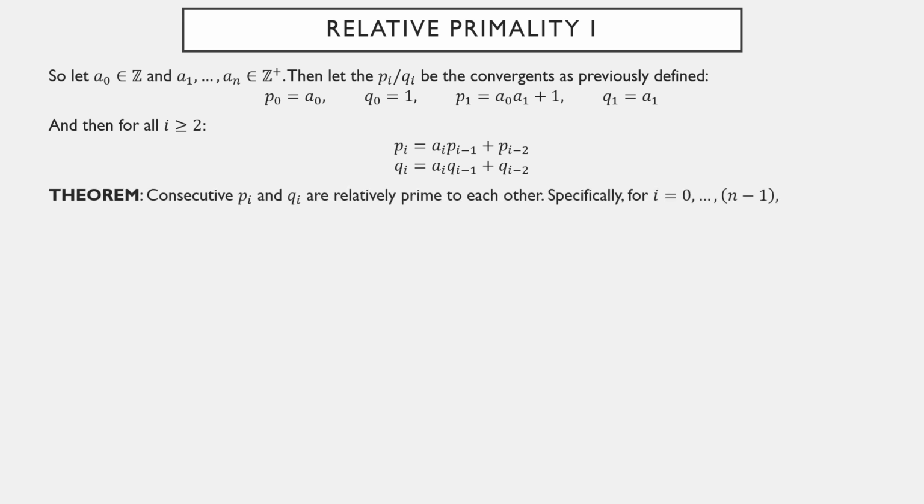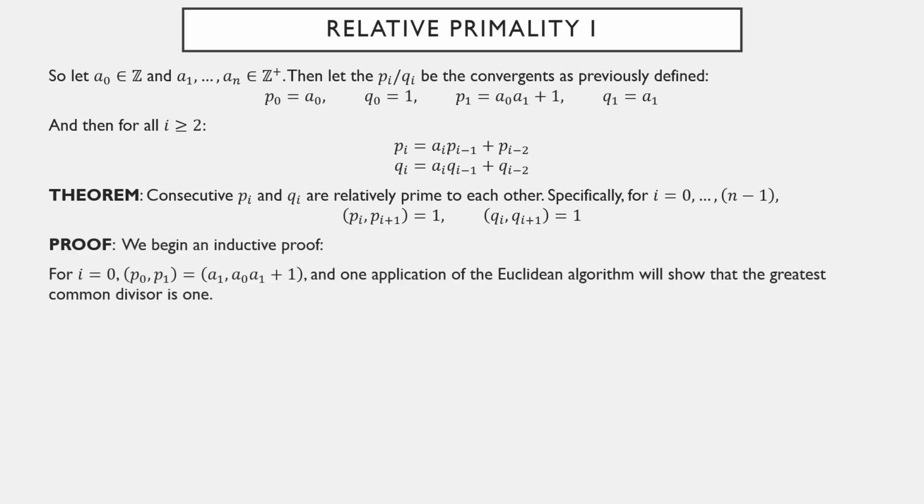So here's our theorem. Consecutive pi and qi are always relatively prime to one another. Specifically, the greatest common divisor between 2 consecutive p's and the greatest common divisor between 2 consecutive q's is always 1. It's a pretty straightforward inductive proof. When i is 0, we have P0 and P1, which are A0 and A0 A1 plus 1. If you apply the Euclidean algorithm once, you'll get that the greatest common divisor is 1. Similarly, with Q0 and Q1, you get 1 and A1, and the greatest common divisor of 1 and anything is 1. Okay, so there's our base case.